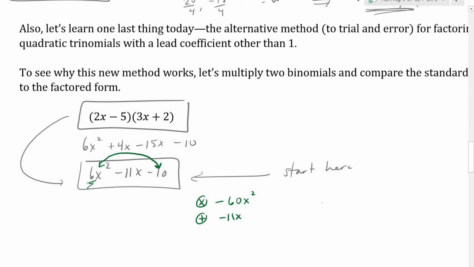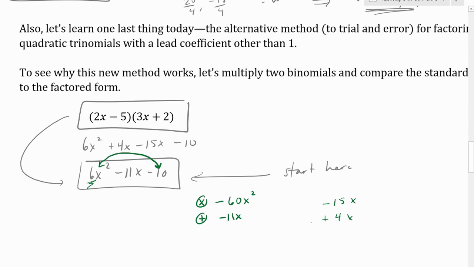So 15 times 4 is 60. What if I did a 15x and a 4x? And if I wanted to multiply to be negative, they have to be different signs. Add up to negative 11. I need the negative 15x and the positive 4x.